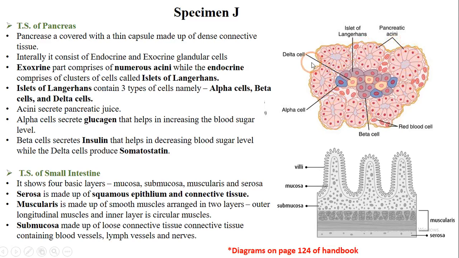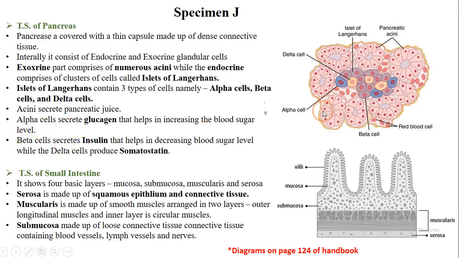Now let us first see about the exocrine part. The exocrine part comprises numerous acini cells, while the endocrine part comprises a cluster of islets of Langerhans. Now, islets of Langerhans consist of three types of cells. The alpha cells, which are blue in color, the beta cells, which are somewhat brown in color, and the delta cells, yellow in color. These are the colors depicted in this particular picture.